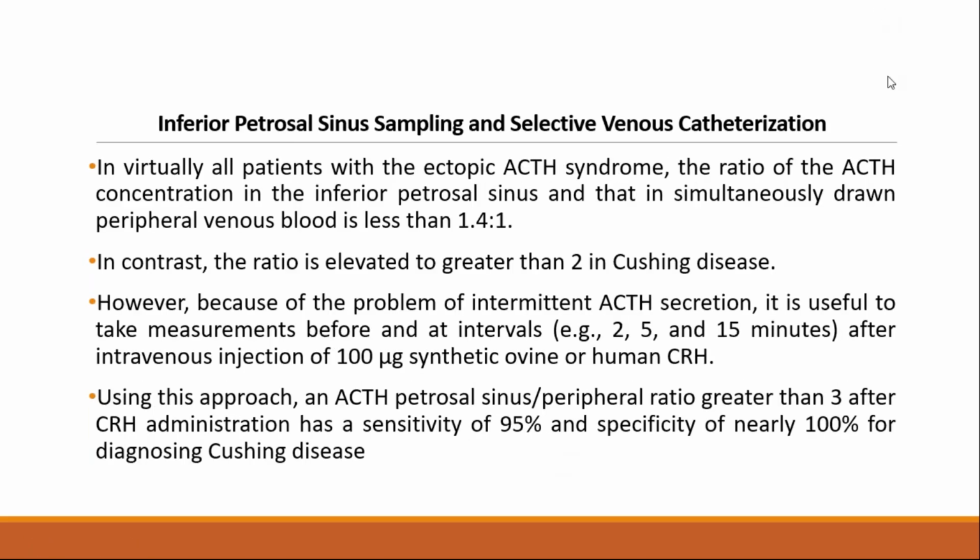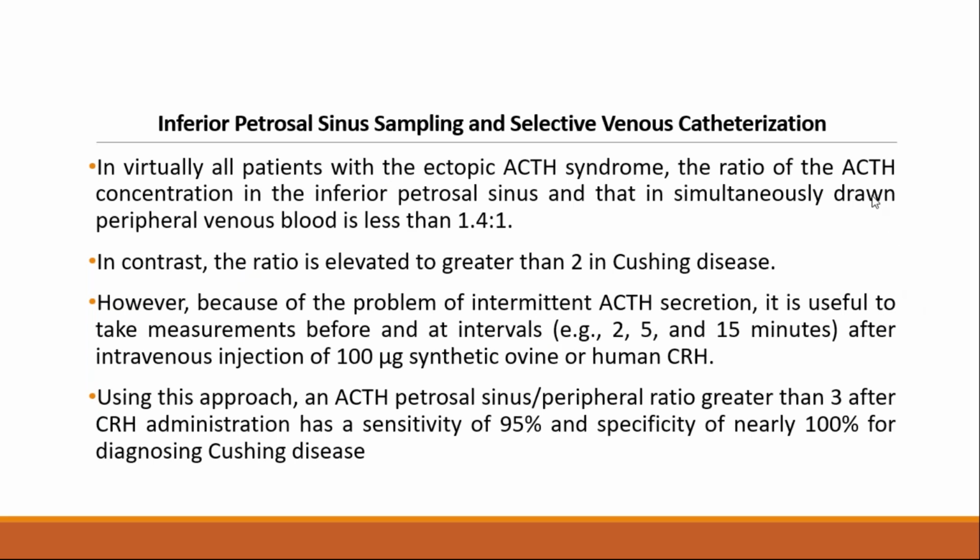Now another important test, inferior petrosal sinus sampling and selective venous catheterization. In almost all patients with ectopic ACTH syndrome, the ratio of ACTH concentration in the inferior petrosal sinus and that in simultaneously drawn peripheral venous blood is less than 1.4 to 1. But in a case of Cushing disease, the ratio is elevated to greater than 2.